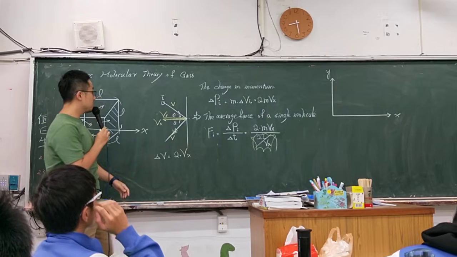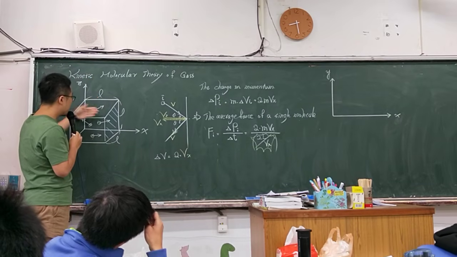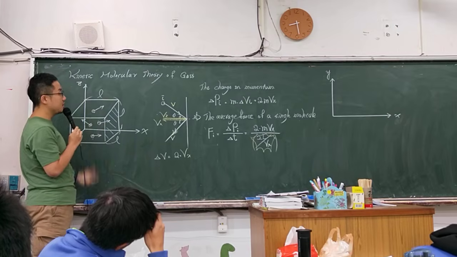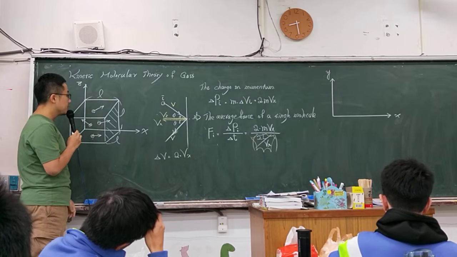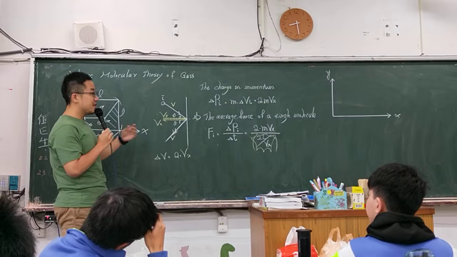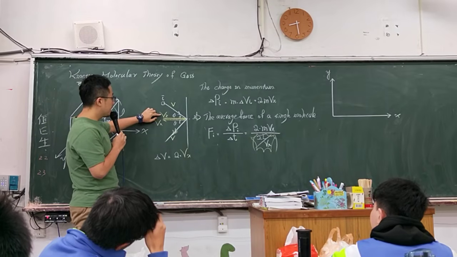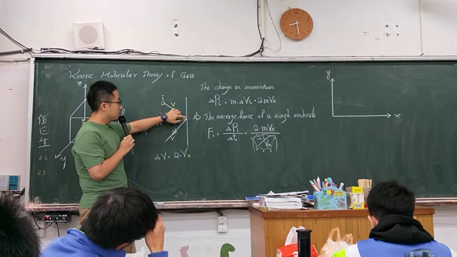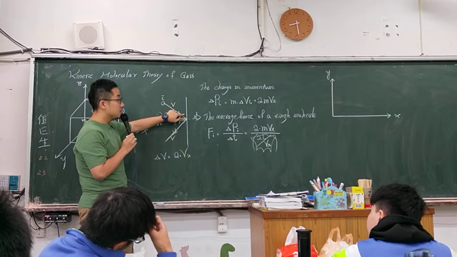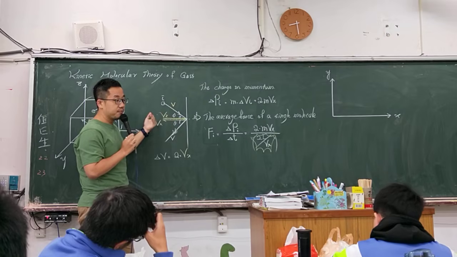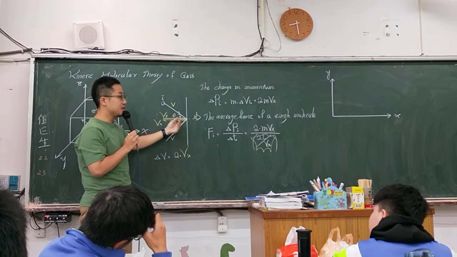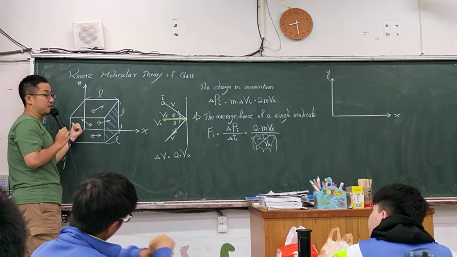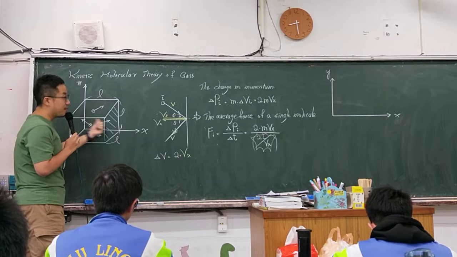Since molecule number 1 is now striking the wall of the container, it will bounce and do an elastic collision. If you just pay attention to the x component, the velocity in the x direction, once it does the elastic collision, it will bounce backwards with the same speed and move in the opposite direction until it hits the other side of the wall, and then it will bounce back again.